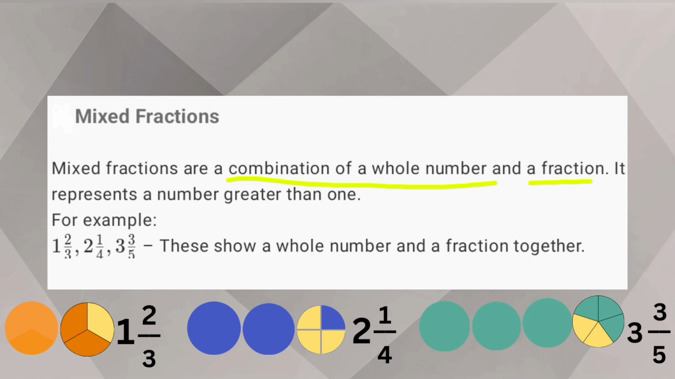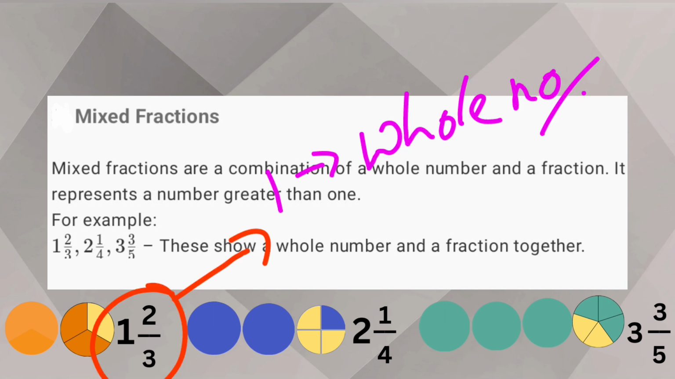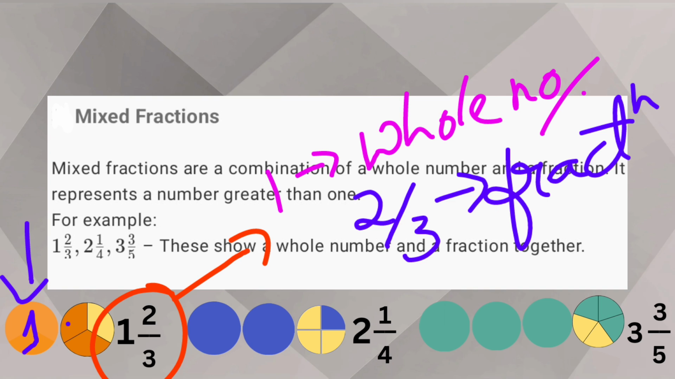Okay, it's a combination of a whole number and a fraction. It represents a number greater than 1. For example, 1 2 bar 3, 2 1 bar 4, 3 3 bar 5. This shows a whole number and a fraction together. You can see here 1 2 bar 3 means 1 is the whole one and 2 bar 3 is the 2 bar 3 of the next one.